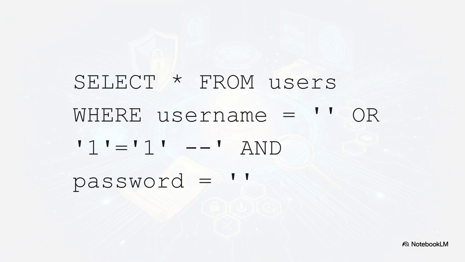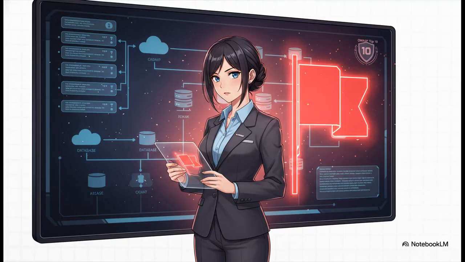The database sees a query that's always true, and it grants the attacker access without any valid credentials. This attack is called SQL injection, and it's so common and so incredibly critical that it is consistently on the OWASP top 10 list of web application vulnerabilities. From a GRC perspective, finding a SQL injection flaw in any system that holds sensitive data is a massive red flag. We're talking serious regulatory consequences.